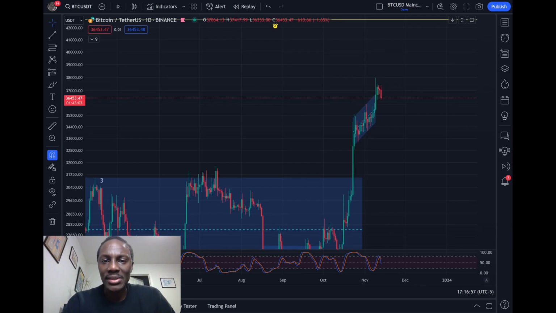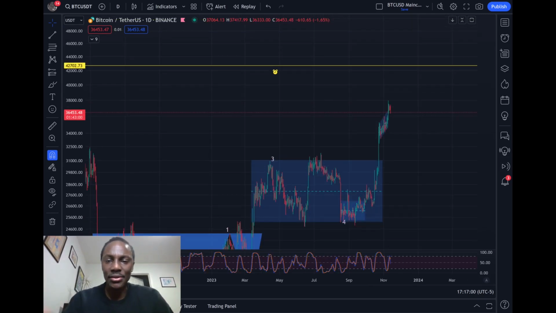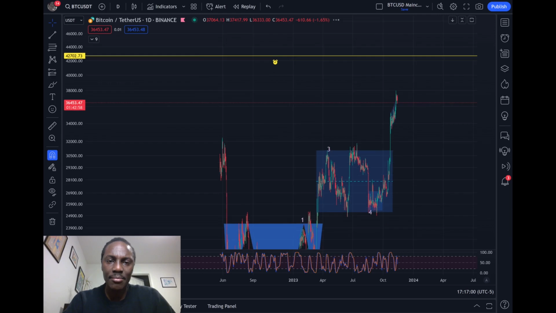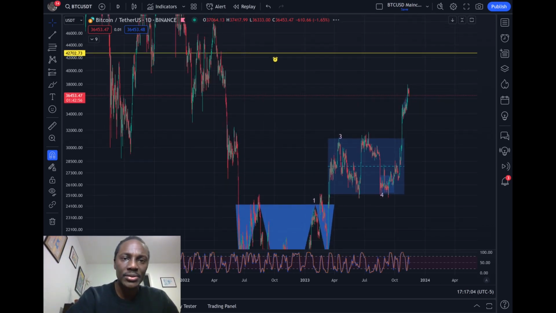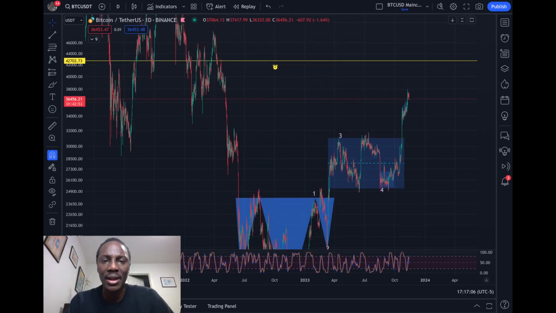What I like to do is I like to look at, indicators are great, but price action first and foremost. And price action really gives you a lot of information.